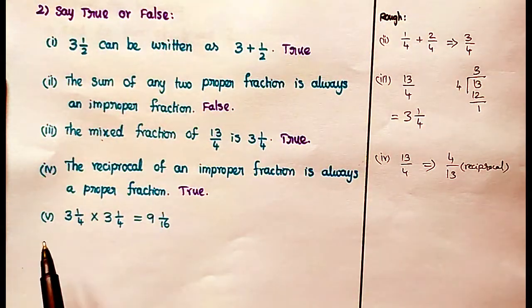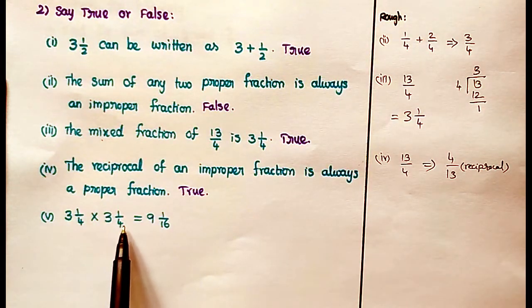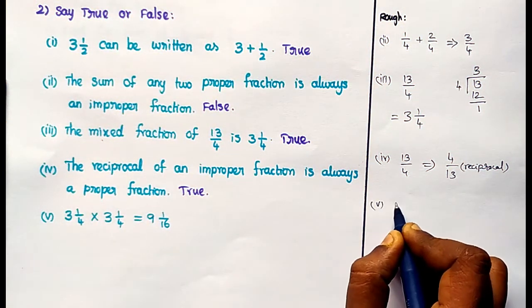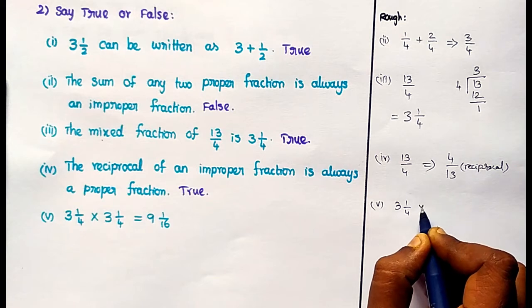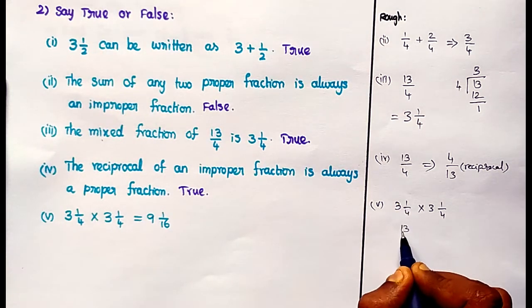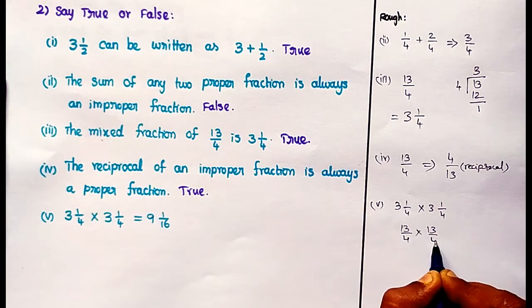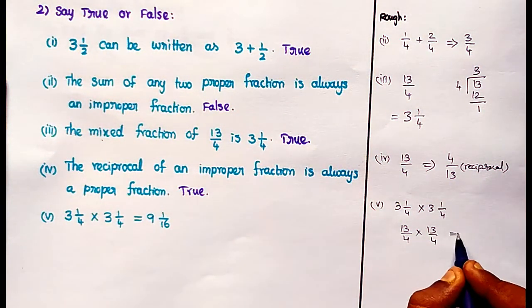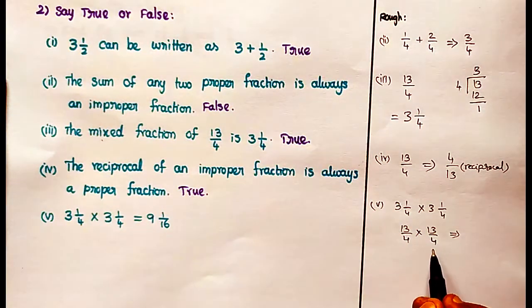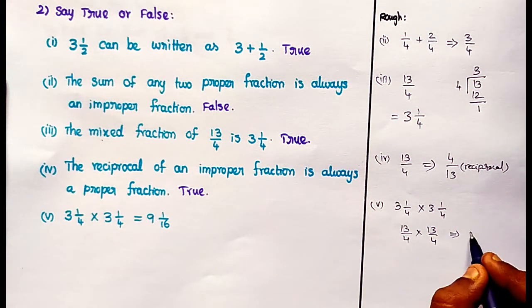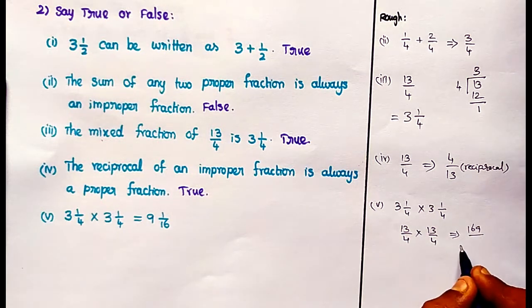Next one, 3 1 by 4 into 3 1 by 4 equal to 9 1 by 16. So change into improper first. 3 4s are 12 plus 1, 13 by 4 into 13 by 4. Denominators are equal, there is no cancellation. So multiply numerator with numerator, denominator with denominator. So we get 169 by 16.